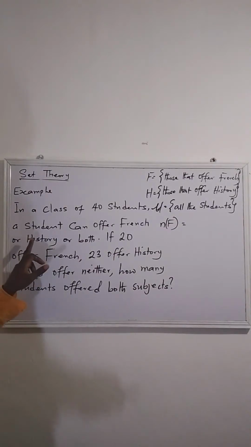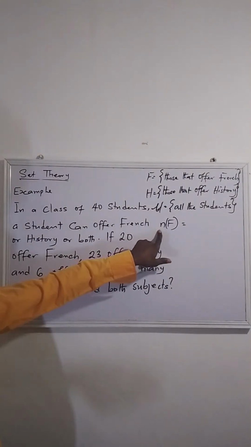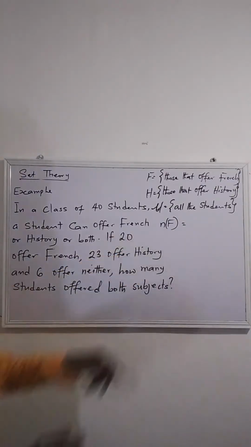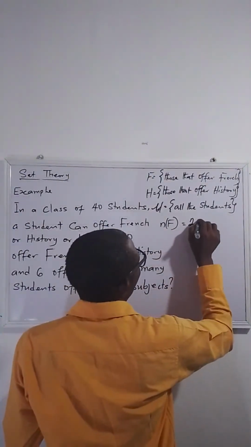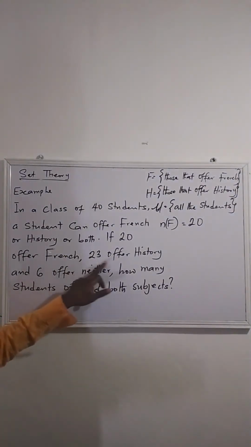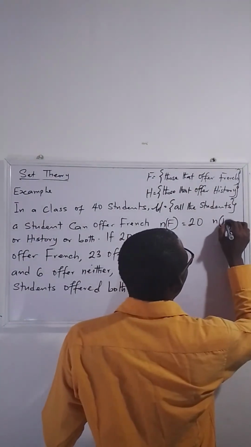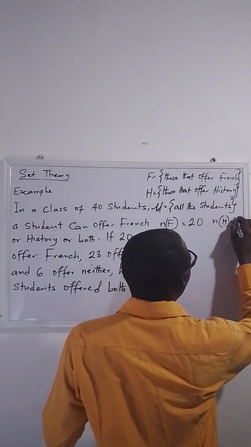Now let's look at it from the question. If 20 offer French, that means the number of students that offer French will be 20. You get that? Now 23 offer history. Number of those that offer history, H, is 23.